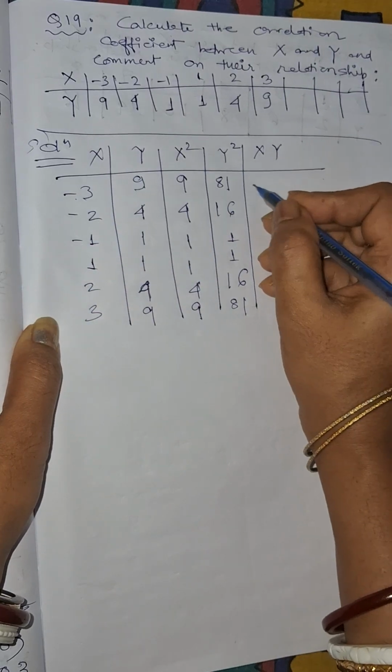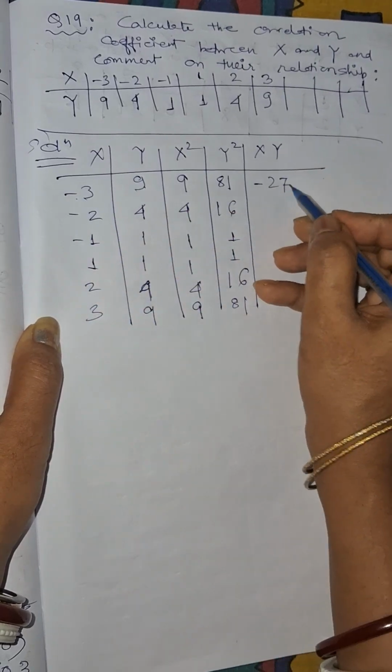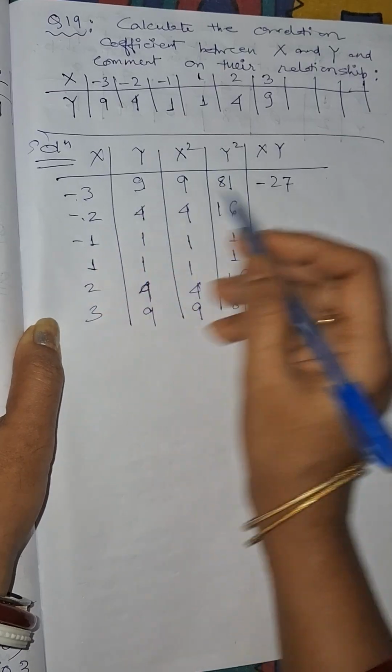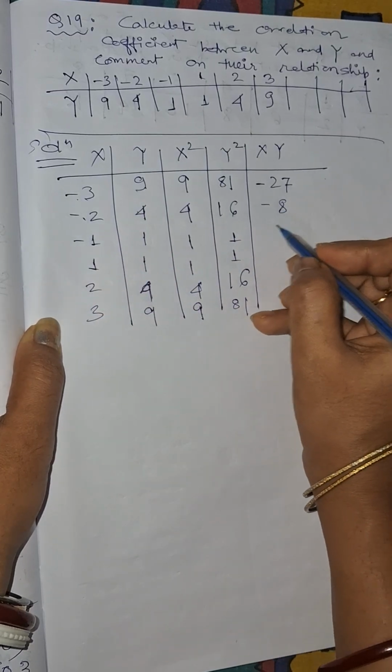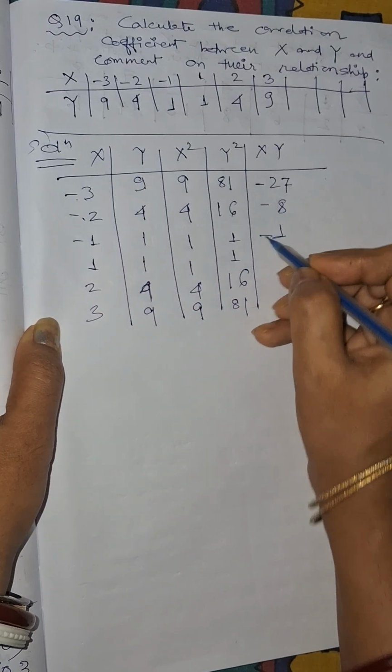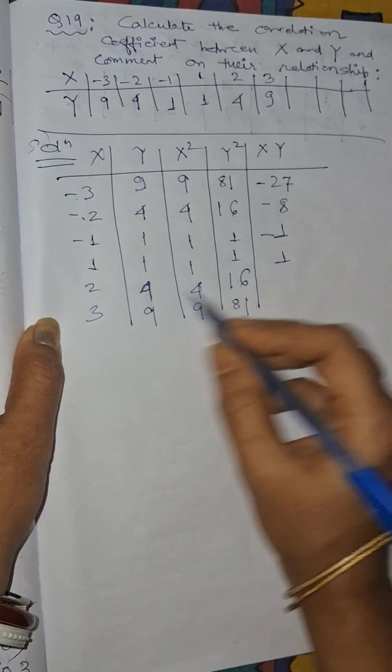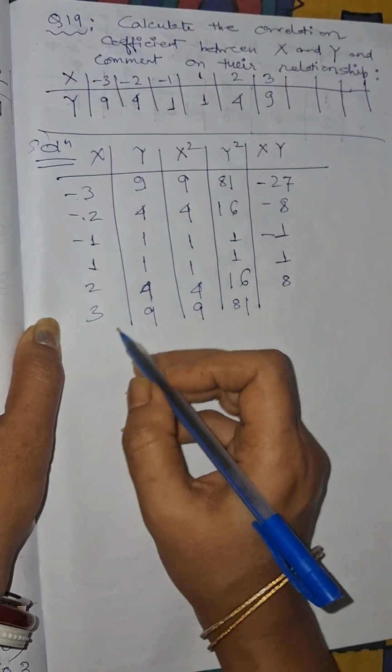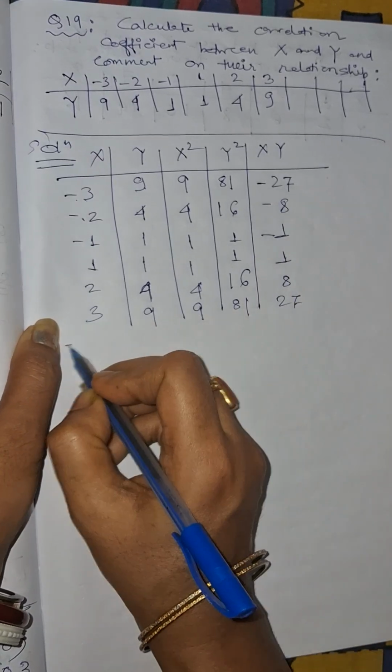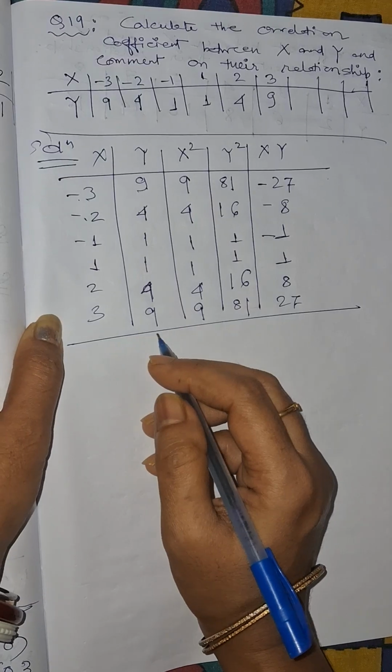So first one is what? Minus 27. 3 into 9, minus 27. Then 2 into 4, minus 8. Minus 1 into 1 is 1, minus 1. 1 into 1 is 1. Then 2 fours are 8. Then 3 nines are 27. We just find out what?